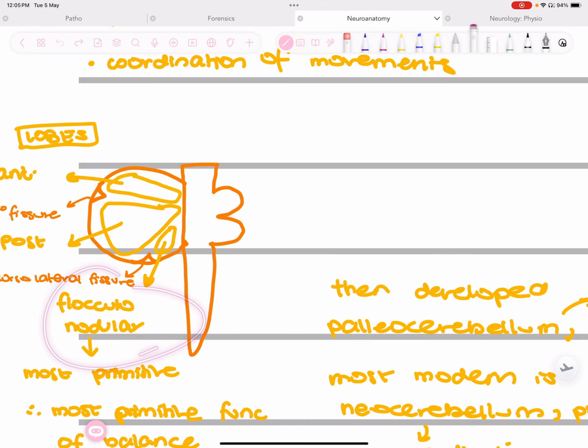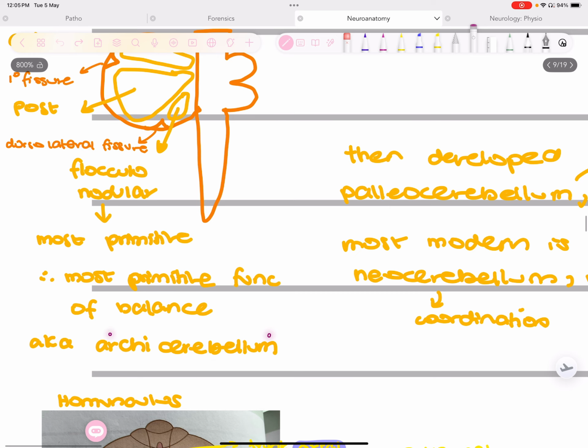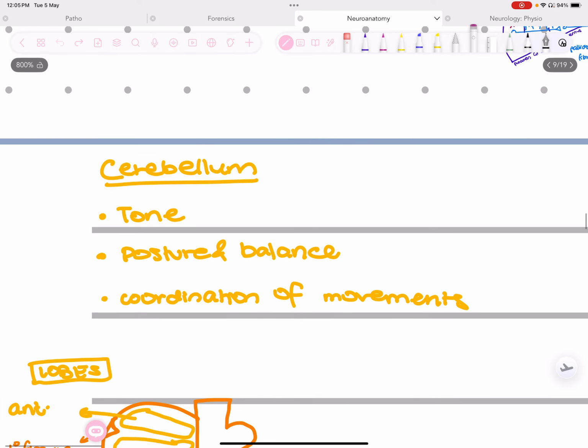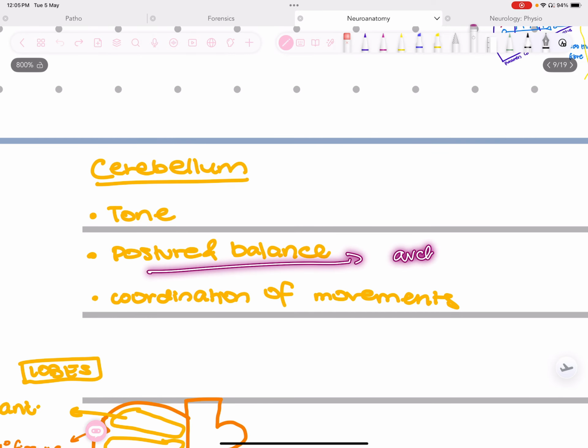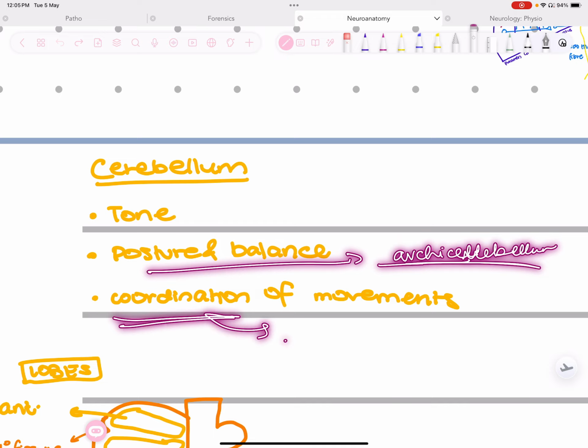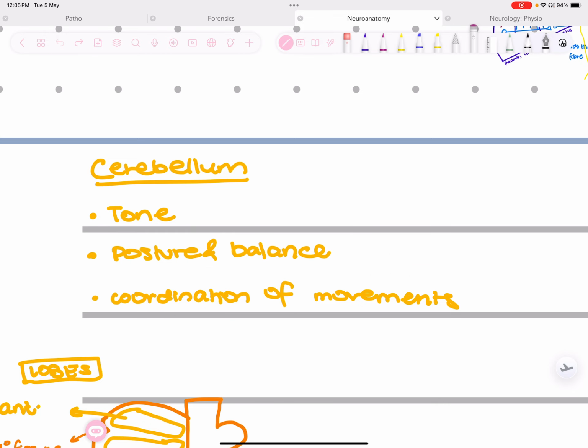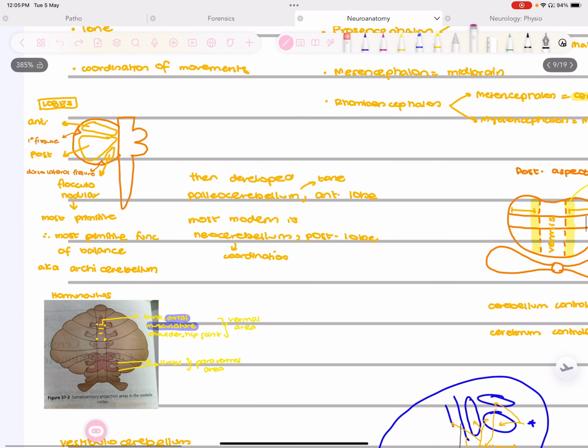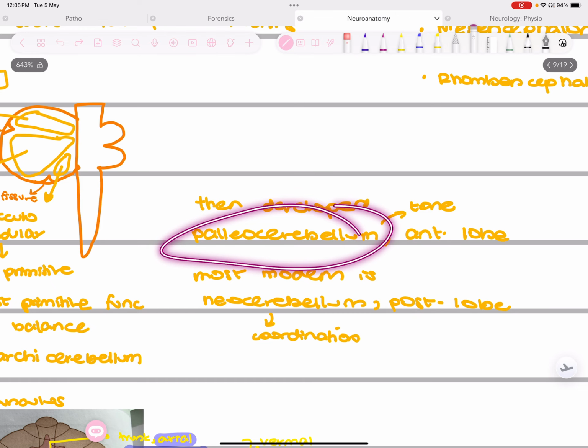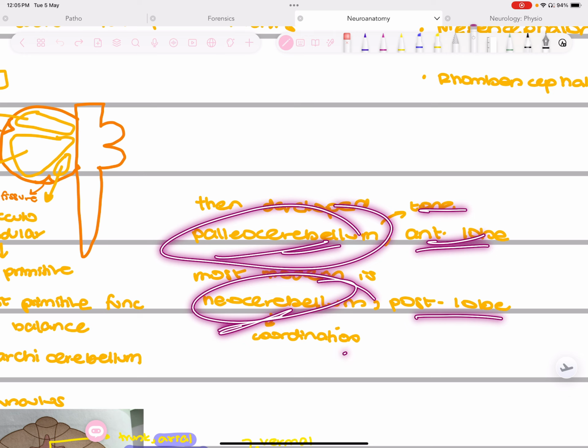This was responsible for balance. So whenever you talk about posture and balance, it's the function of archicerebellum, also known as flocculocerebellum, also known as flocculonodular lobe. Coordination is the latest most, so neocerebellum, the posterior lobe. Tone is of the anterior cerebellum, also known as the paleocerebellum. So this may sound confusing, but give yourself a minute or two, you'll understand everything. Okay. Then paleocerebellum. What is paleocerebellum? Anterior lobe for tone. Then the latest, most recent is the neocerebellum, posterior lobe for the coordination.